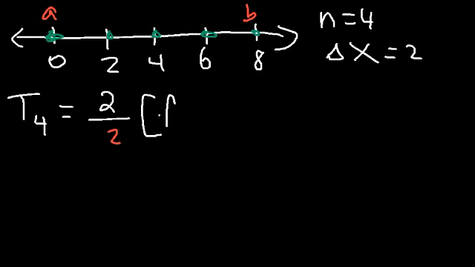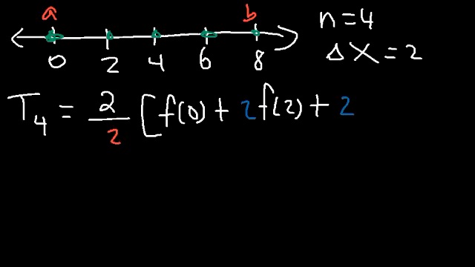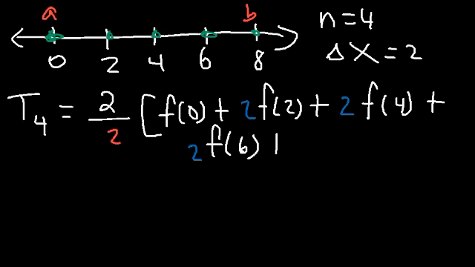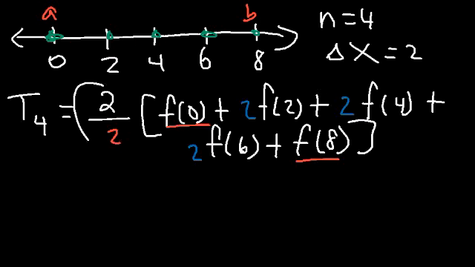So it's going to be f of 0 plus 2 times f of 2 plus 2 times f of 4 plus 2 times f of 6 and then plus f of 8. So the first and the last point do not multiply by 2, but everything in the middle will multiply by 2. So 2 divided by 2 is 1.